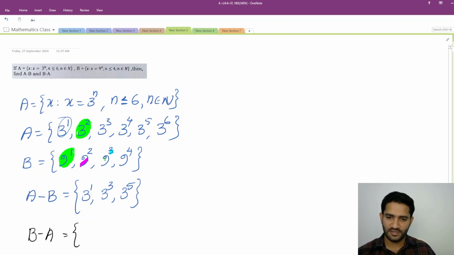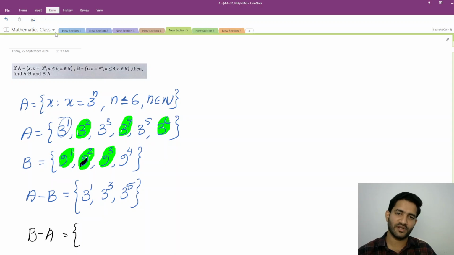And 9 cube, 9 square. What is 9 square? 9 square is 3 raised to 4. 9 cube is 3 raised to 6. So we cannot write 9 square, 9 cube. It's not possible because it is there in the set A. Then the only one element remaining is 9 raised to 4. So we can write 9 raised to 4 here.